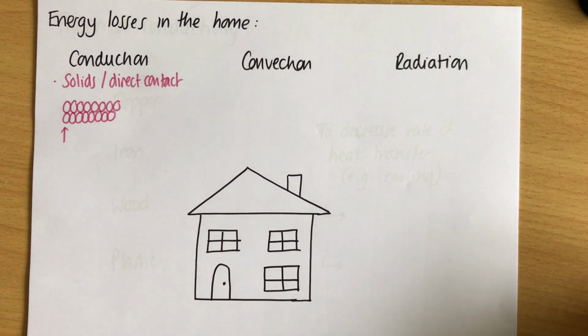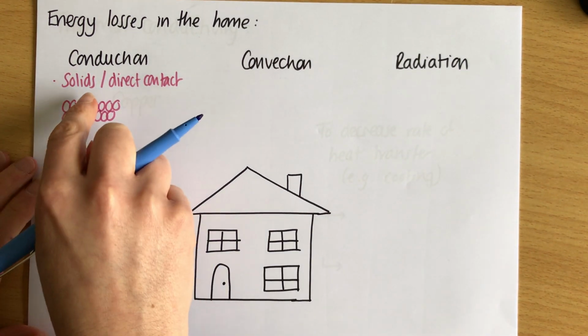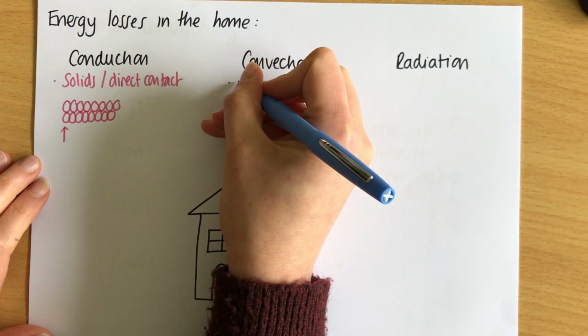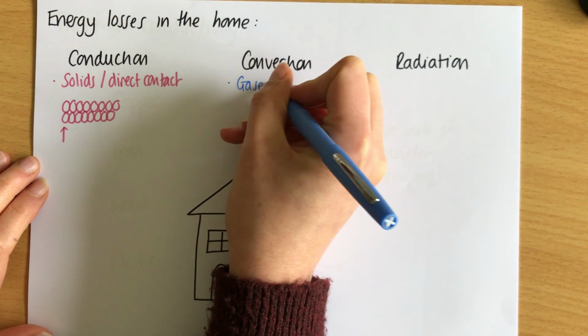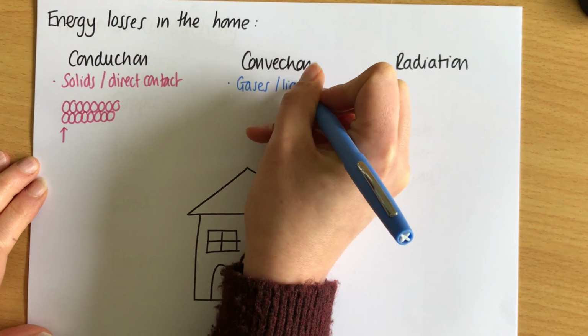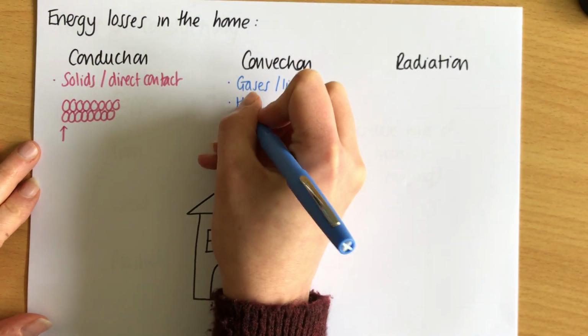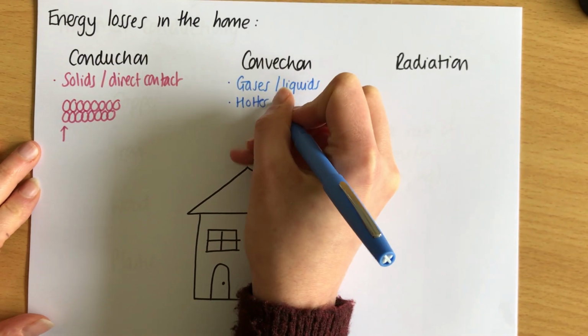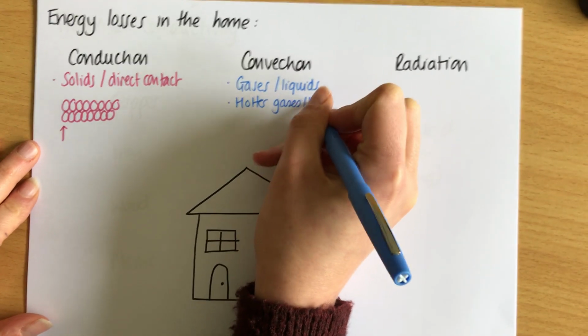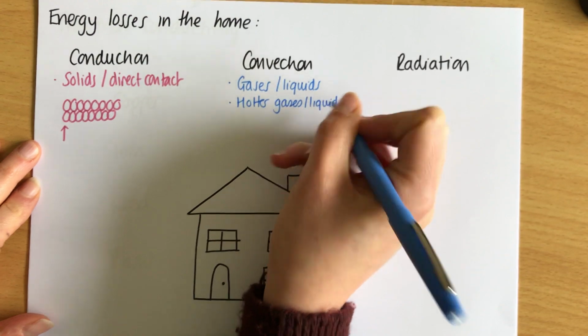Then we have convection. Convection doesn't happen so much in solids, it happens mainly in gases and liquids. And it happens because hotter gases and liquids are less dense.